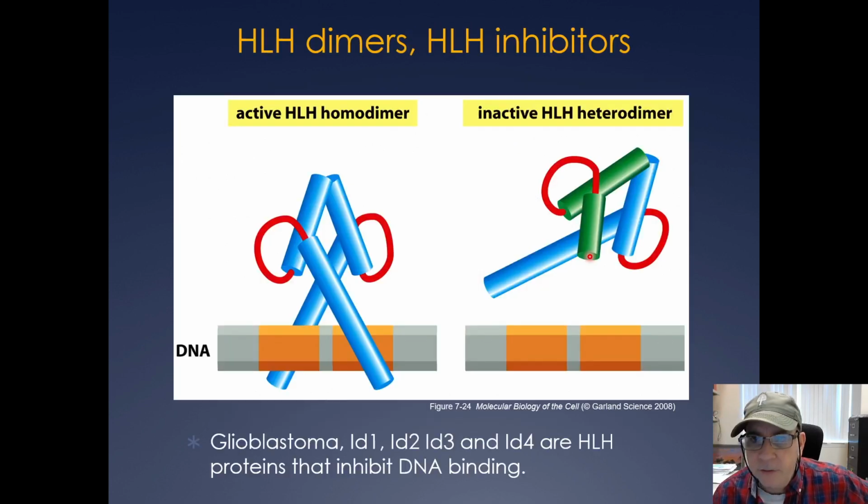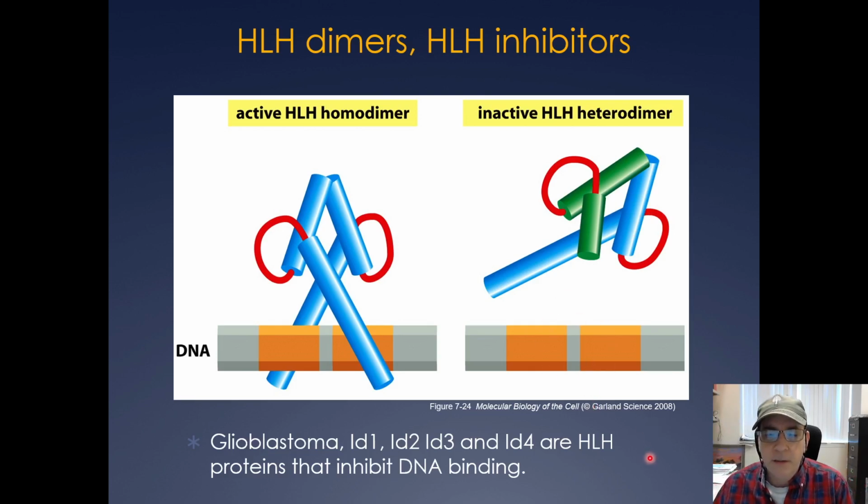And one of the neat things about the helix-loop-helix proteins is they have inhibitors. Here's your typical helix-loop-helix binding to an inverted repeat, but then there are inhibitors of helix-loop-helixes that actually don't have the DNA binding domain. Their helix-loop-helix is cut off, and so this can associate with the helix-loop-helix that binds DNA and prevent it from associating with DNA.